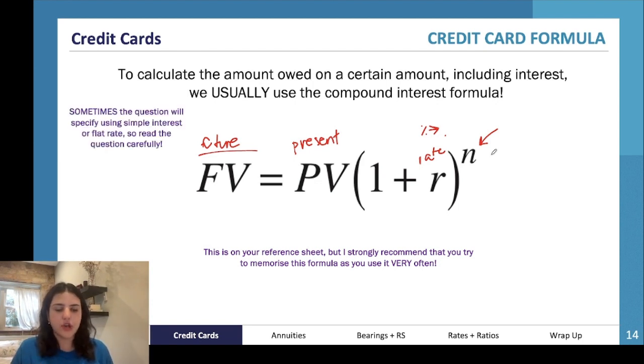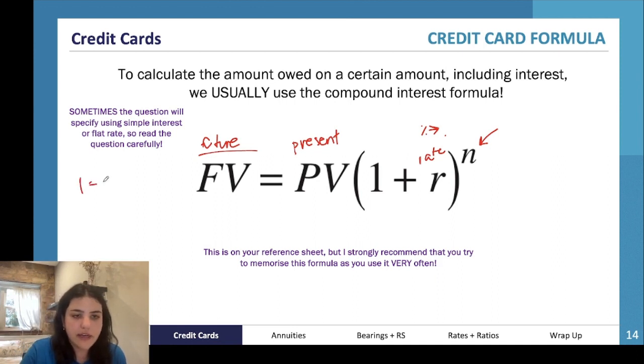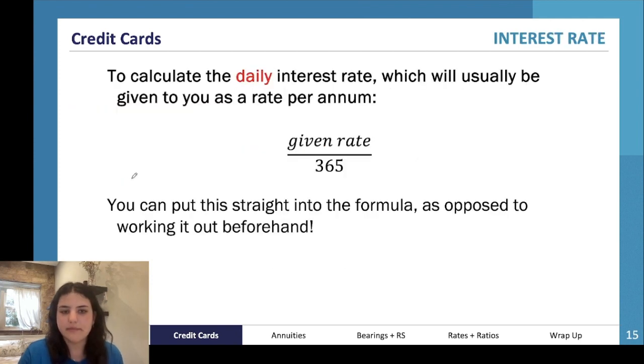Okay, another quick point. Sometimes the question will specify that it's simple interest, which means that you don't need to use a compounding formula like this. But most of the time it's going to be the compound interest formula, future value from present value. If it says it's simple interest or a flat rate, then you just use simple interest, which, if you've forgotten, is I equals PRN. Flat rate is the same as that.